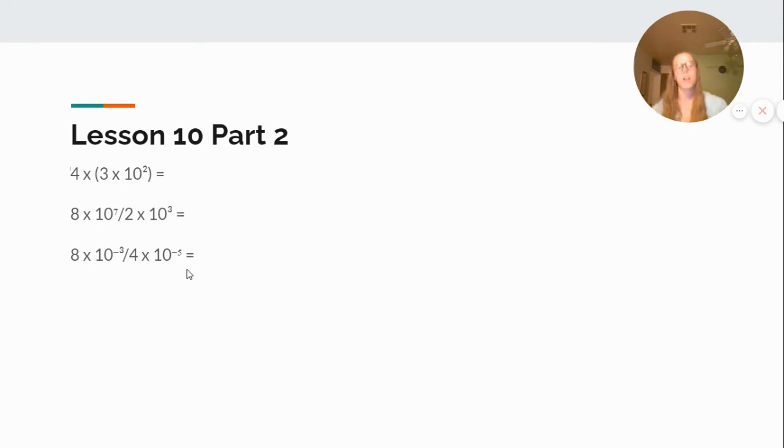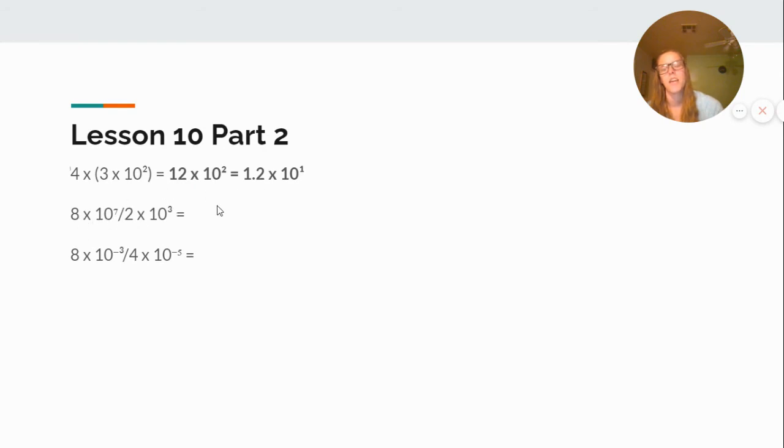Part 2 was just more operations. So if we take 3 times 10 to the 2nd times 4, 12 times 10 to the 2nd, again, it must be in scientific notation, so 1.2 times 10 to the 1st.